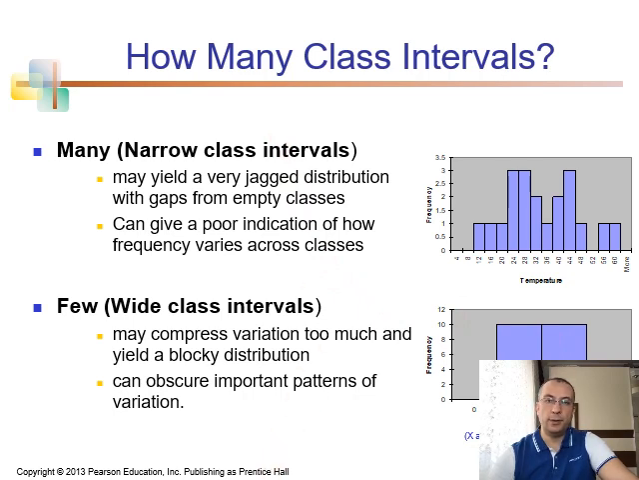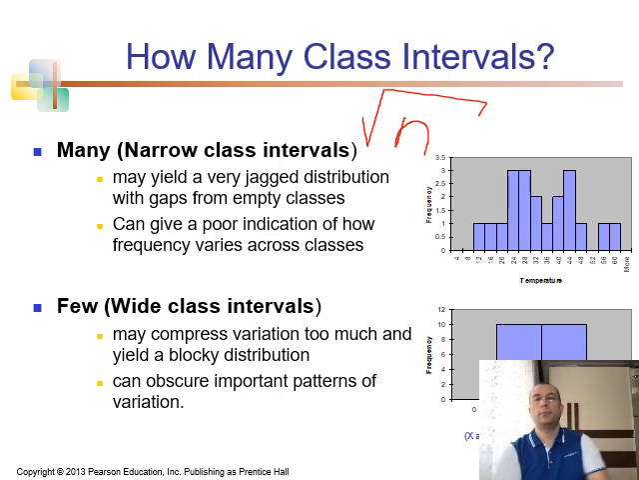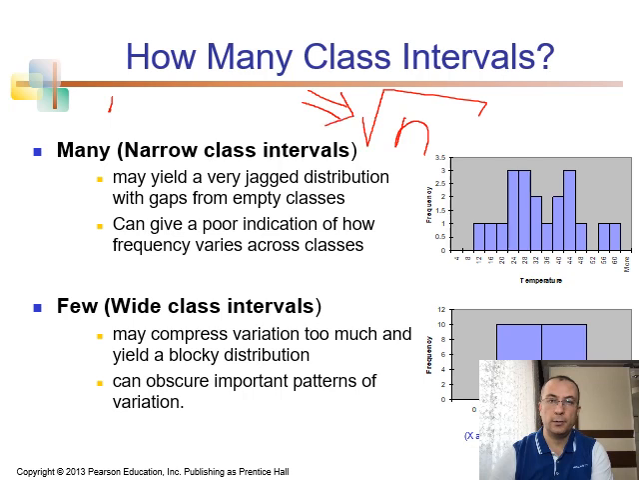Look at the sample size, let's say n. Take the square root of this sample size, and that should give you the optimal number of class intervals. So the optimal number of class intervals, this is what I recommend: take the square root of n.